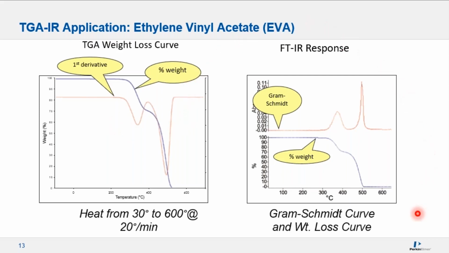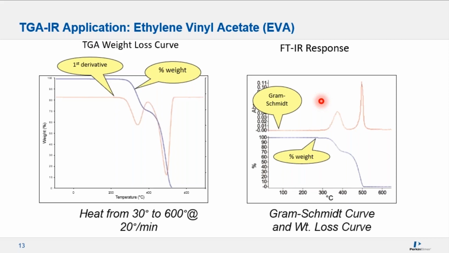Now, if we take a look at the FTIR response, this top curve is called the Gram-Schmidt plot. The Gram-Schmidt plot is essentially the total or the average absorbance or infrared signal with time or with temperature. So this is continuous data collection throughout the entire TGA experiment. So we can look at this either overlaid or as split plots against the weight loss curve. So what we see is during these different weight loss events, we see a spike in this Gram-Schmidt plot corresponding to an increase in spectral absorbance.